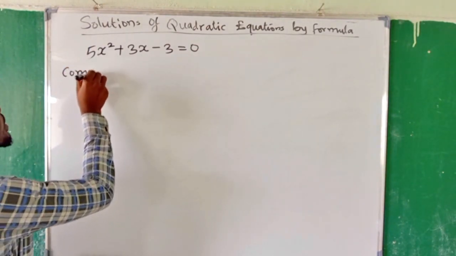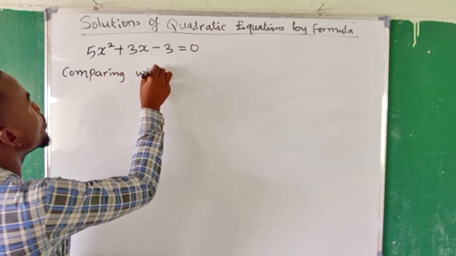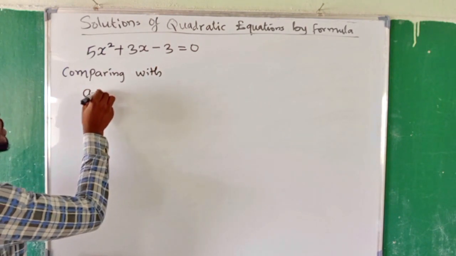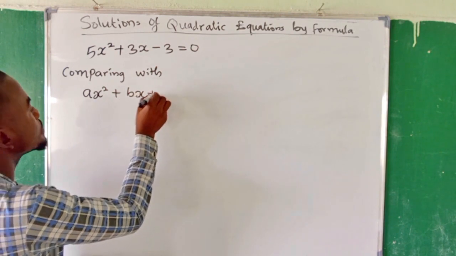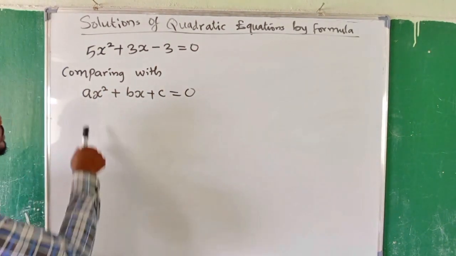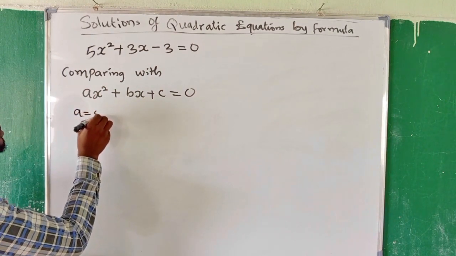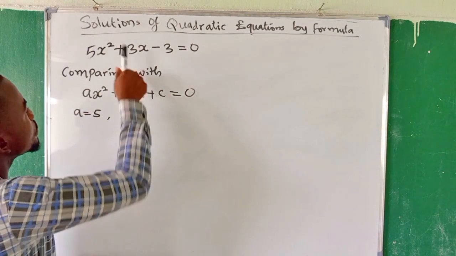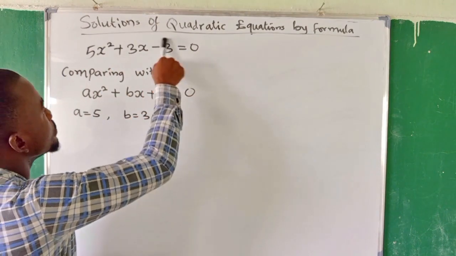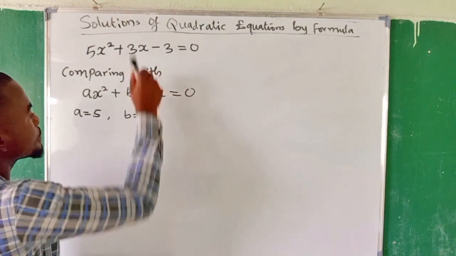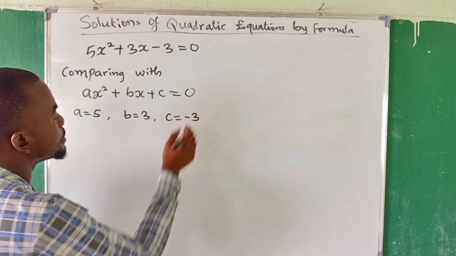Compare with the general form, which is ax squared plus bx plus c equals 0. You see that a is equal to 5, b is equal to 3, and c is equal to minus 3. Don't forget the minus. c is equal to minus 3.